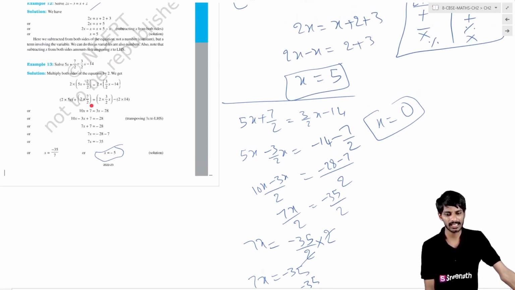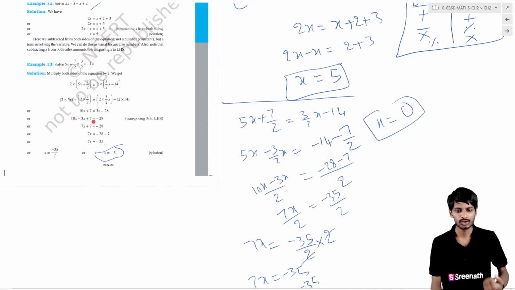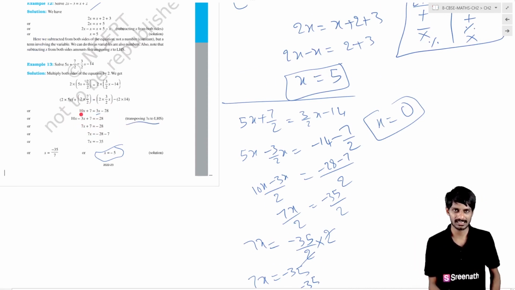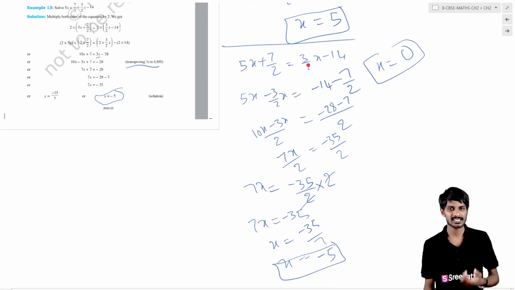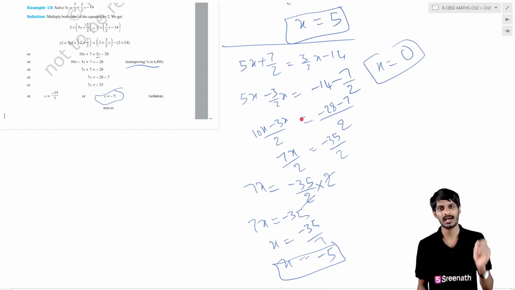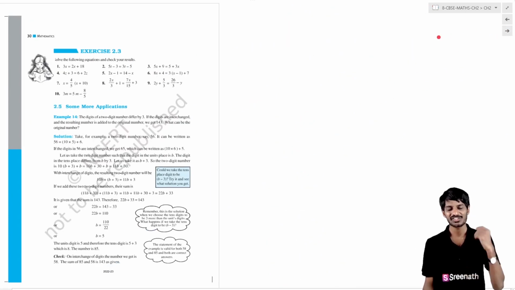So in your textbook also, they have given the transposing. Here they have transposed 3x to this side. Okay, but all the remaining he has not transposed, but I have solved the example with transposing in every case. Here he transposed only the x term, the variable term, but you can transpose constants, whatever it may be, from one side of the equation to another side. You will frequently use these tips in the higher classes. So the fourth topic is completed.